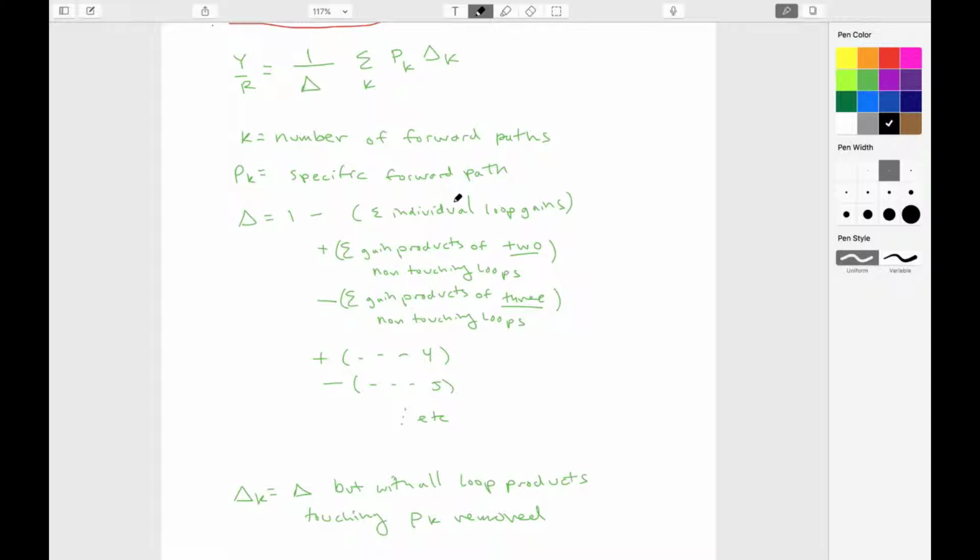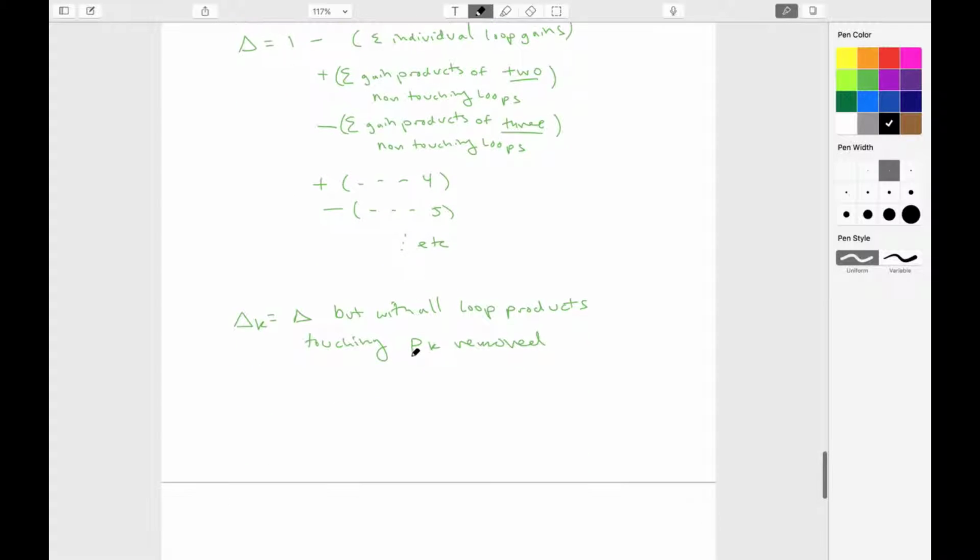That means gains of every single loop that exists in the signal flow graph, plus the sum of gain products of two non-touching loops. So what you do is you find every loop that does not touch and you multiply them together. And then if you have 3 non-touching loops, then you would subtract that out and continue on for 4 and 5. Okay?